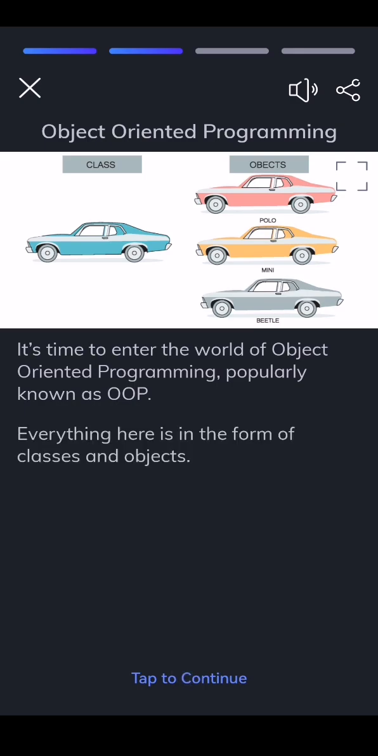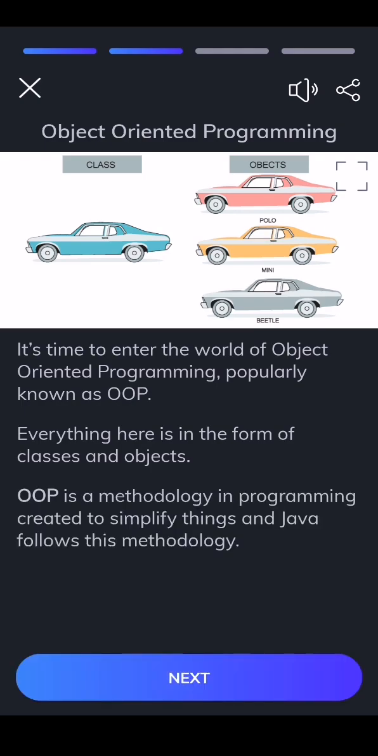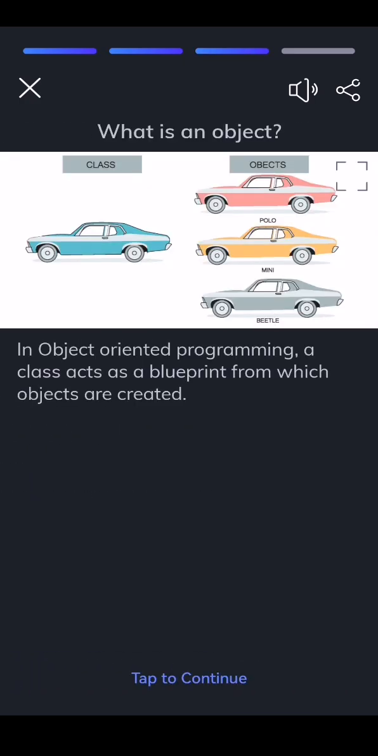Everything here is in the form of classes and objects. OOP is a methodology in programming created to simplify things, and Java follows this methodology. In object-oriented programming, a class acts as a blueprint from which objects are created.